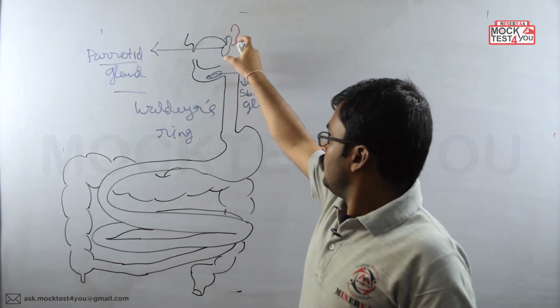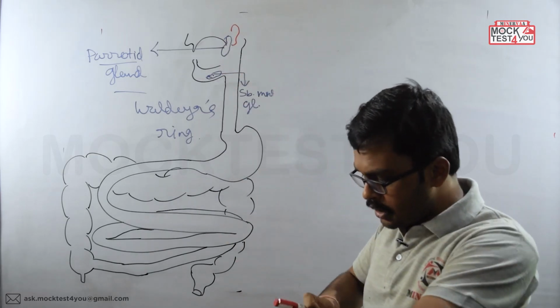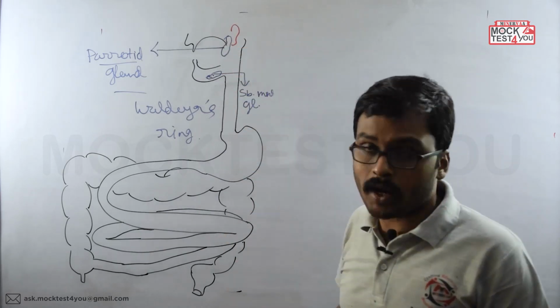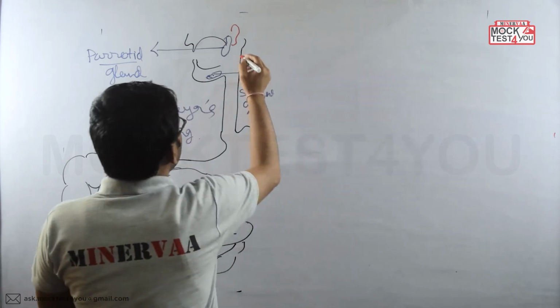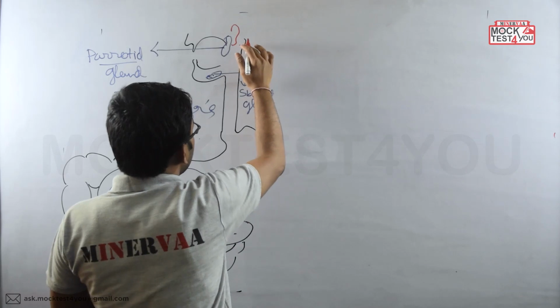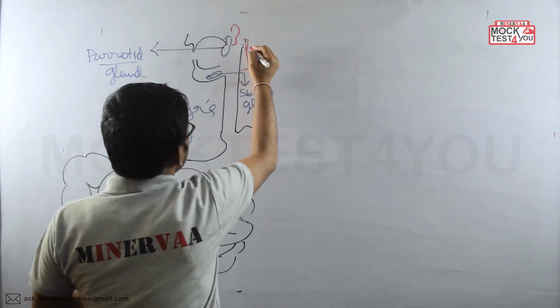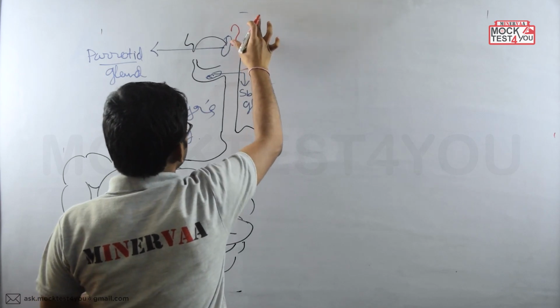Okay, here at the end of the oral cavity, there is a region present. That region is called as what? This region is called the pharynx region, you know that. This region is called the pharynx region.